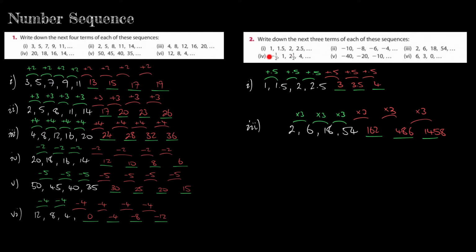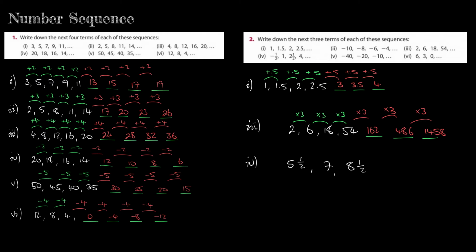Question 4, to turn negative a half into 1, I'm adding 1.5. To turn 1 into 2.5, I'm adding 1.5. And to turn 2.5 into 4, I'm adding 1.5. So the next two terms are going to be add 1.5, add 1.5. So the next one there, and I'll just do that in the same color, is going to be, if I add 1.5, I'll get 5.5. If I add 1.5, I'll get 7. And if I add 1.5, I'll get 8.5.